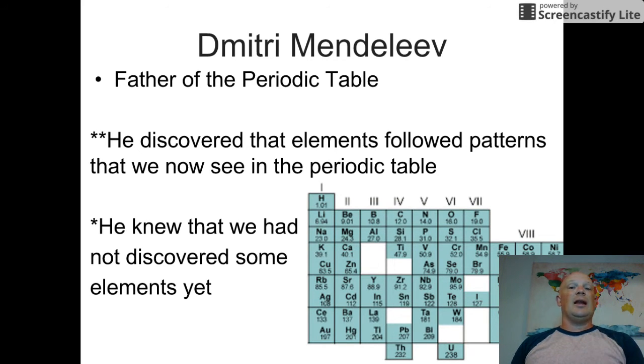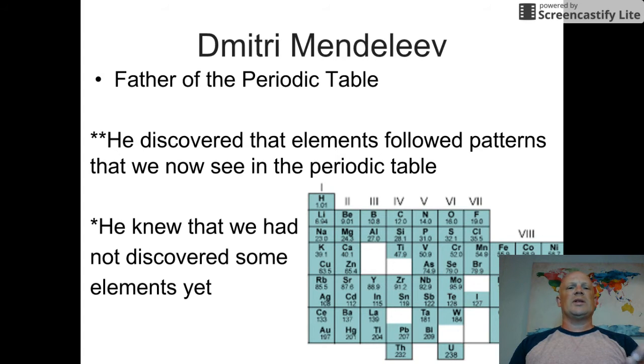He discovered that elements followed patterns that we see in the periodic table. In fact, he saw those patterns so clearly that he knew that we had not discovered some elements yet. There were blanks in his periodic table. Kind of like if you were putting together a puzzle and you were missing a piece, you would know that you were missing a piece because nothing else fit the patterns of that piece and where it was supposed to be. And so he knew that these patterns were so consistent that we were missing elements from the periodic table.